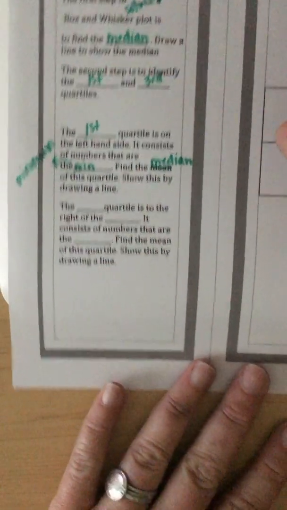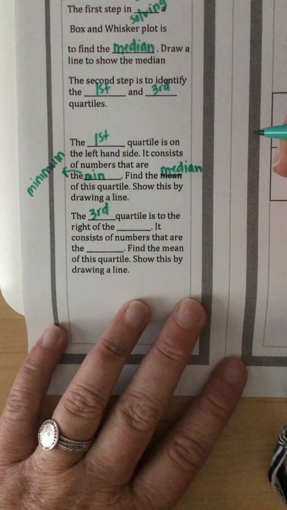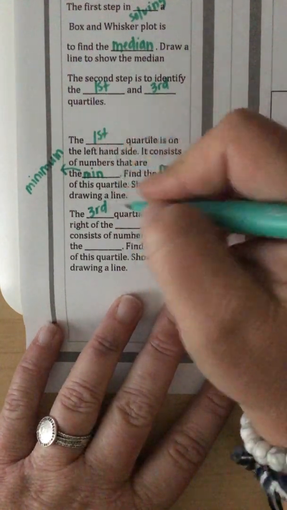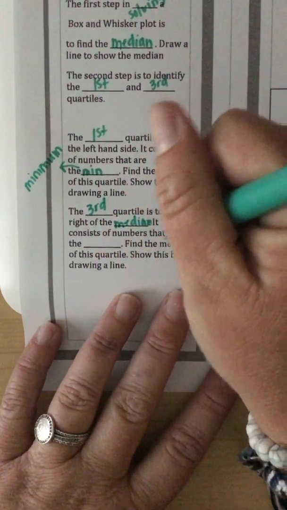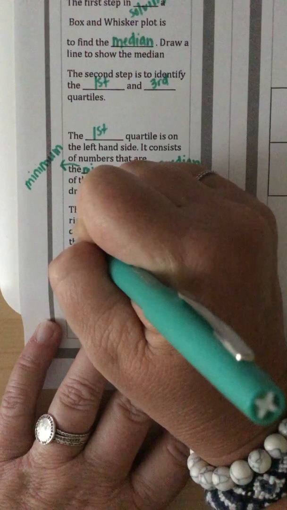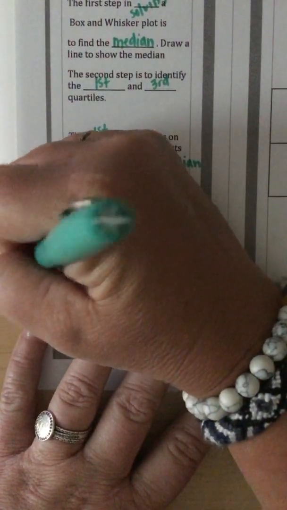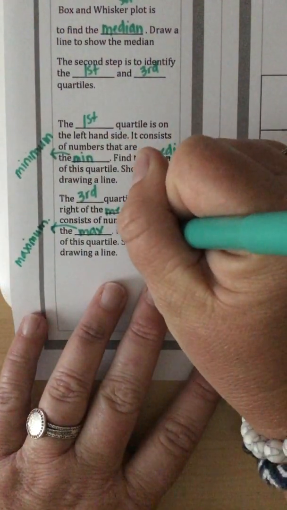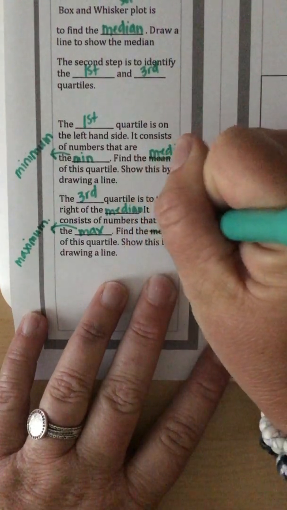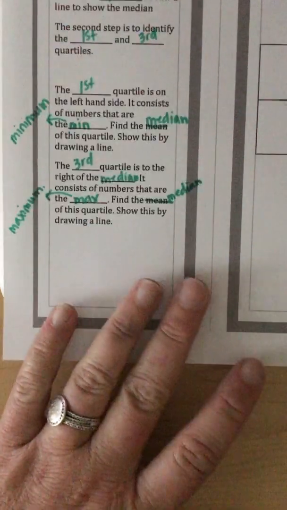Okay. And then it says the third quartile is to the right of the median. It consists of numbers that are the maximum or the max. And then same thing, should be median of this quartile, and show this by drawing a line.